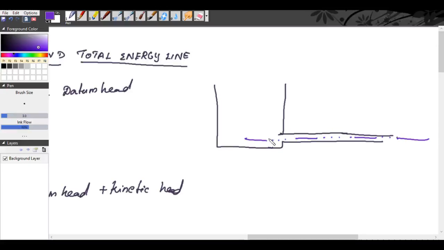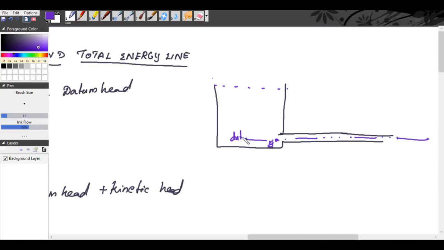So, this will be taken as the datum head. Okay, this can be taken as the datum head, and here you have the free surface of water. So now we have two types of lines, that is hydraulic gradient line and total energy line. This is our datum head, right? This hydraulic gradient line is the summation of pressure head and datum head. So datum head is not changing.